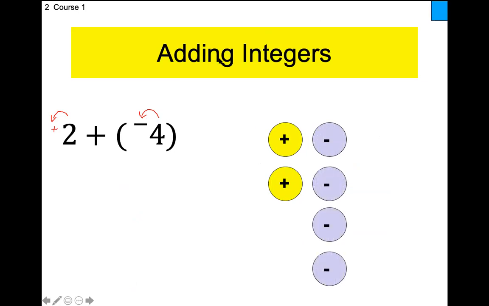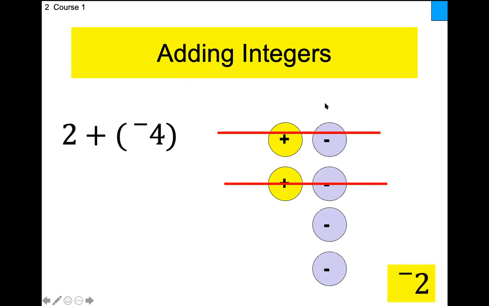This is called the coin method. From the previous slide, we learned that +1 right there means 1, and this minus means -1. 1 minus 1 is 0. So in other words, that turns into 0, and that turns into 0. And then you simply count how many coins you have left. How many coins do I have left? 2. And are they positive or negative? Negatives. So therefore, the answer to 2 plus -4 is -2. Okay, that's called the coin method.